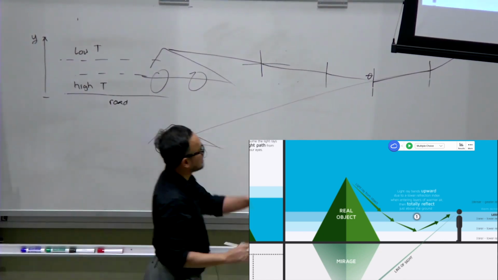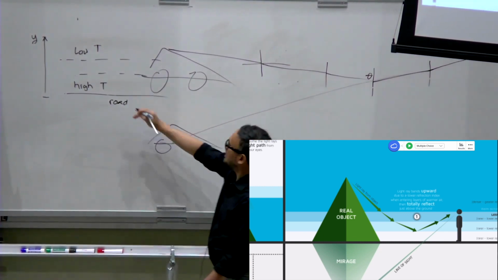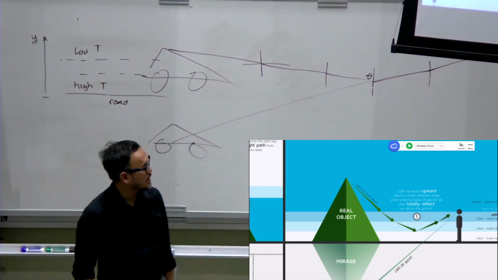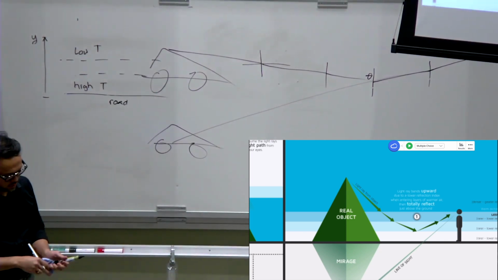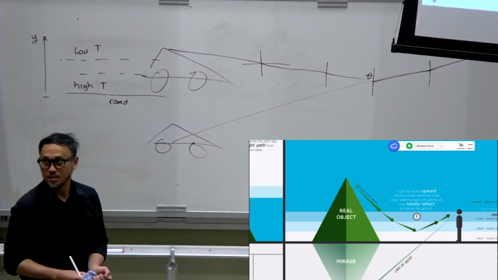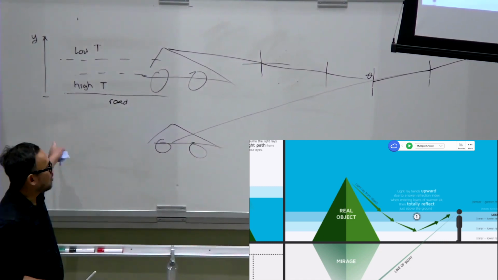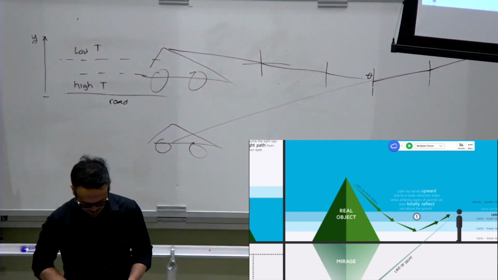Because your eyes, let me just extrapolate the angle, your eyes don't know that there are many, many layers with different refractive index. So this is why we see mirages in summer in Arizona. Any questions?